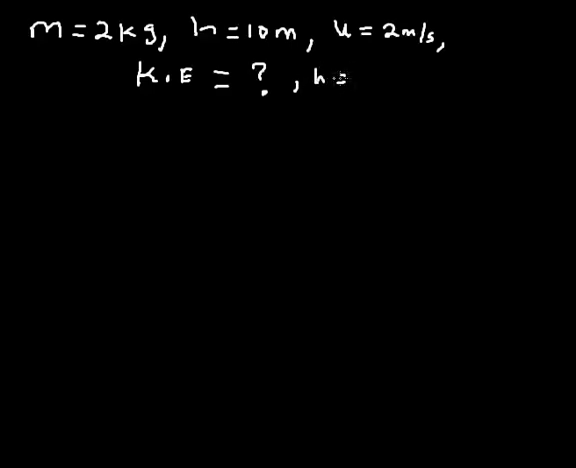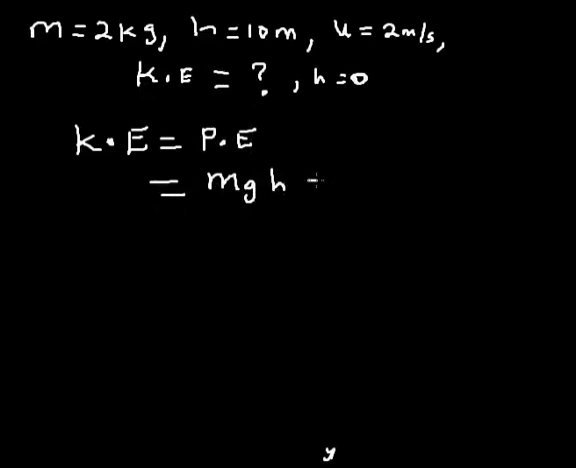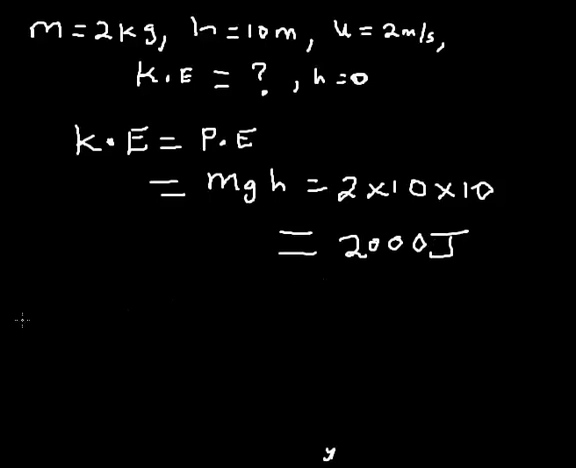Before it hits the ground, the height at that particular instance is 0. From what we have already learned, according to the law of conservation of energy, the kinetic energy just before that object hits the ground is equal to the initial potential energy of that body. The initial potential energy is given as mgh. The mass of the body is 2 kg, g, acceleration due to gravity, is 10, then the height is 10. So 2 times 10 is 20, 20 times 10 gives 2,000. That's 2,000 joules.